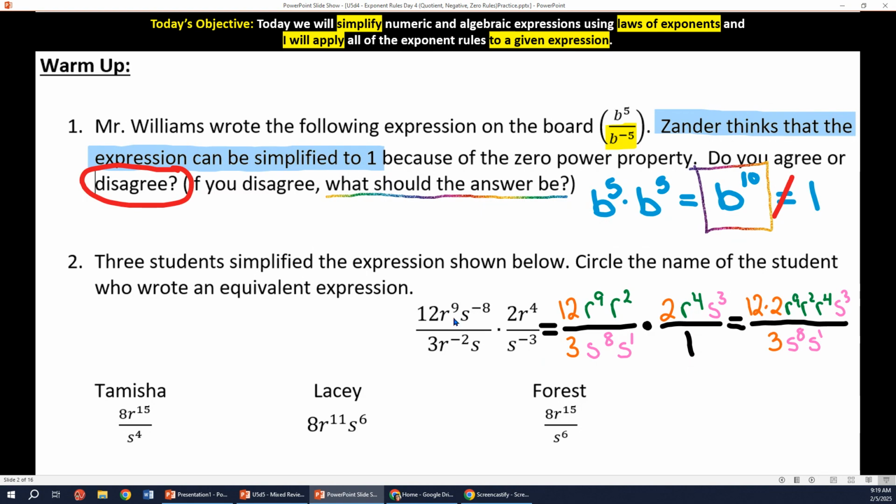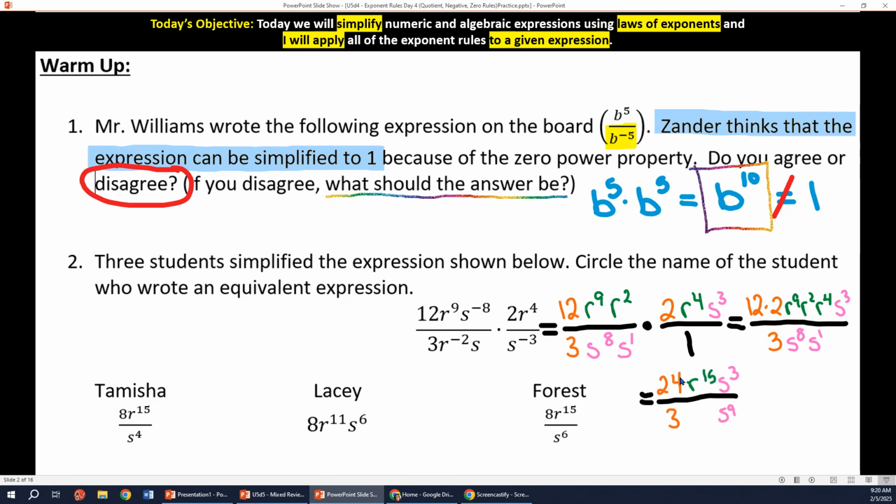Then I just regrouped everything. I took my 12 and my 2 and I put them next to each other. I took all of my r's and I put them next to each other. And then I did the same thing on the bottom. I didn't need to write multiply by 1 because that doesn't change anything. So now that I've done that, I can simplify this further.